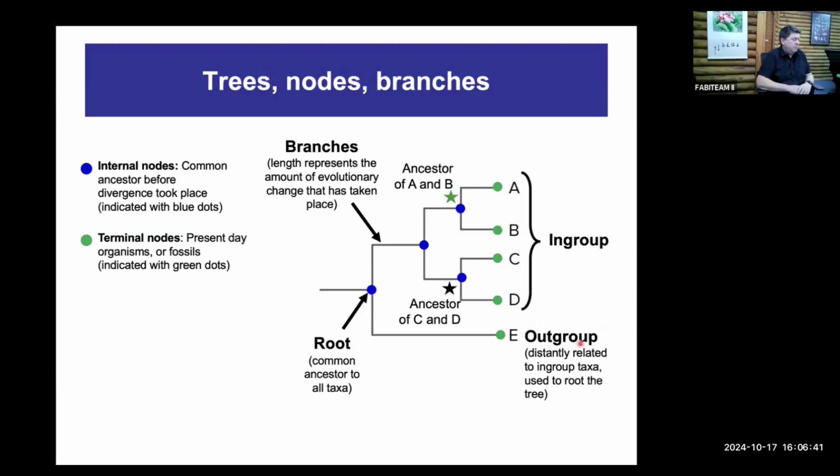This outgroup can be one or more taxa, and they are distantly related to the in-group. The in-group is typically the group that you want to study, and the group for which you want to know what the phylogenetic relationships are. So we include an outgroup to polarize the in-group. By doing so, we can determine what the phylogenetic relationships among these in-group taxa are. So just to say again, this is the root, and that's the common ancestor to all taxa.